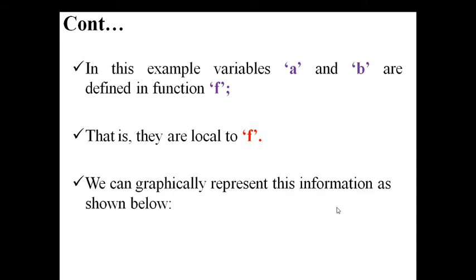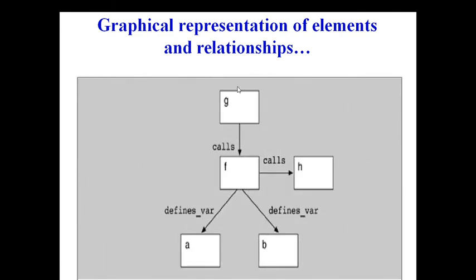We can graphically represent this information as shown below. Yes, so this is a graphical representation of elements and relationships. So g calls f, f calls h, right? And who is going to define a and b? Obviously f defines a and b. With this neat picture, we come to know that there is a dependency from one function to another. So we have to re-verify the main theme of each function: why g called f, why f called h, why a and b are used in f. All these things have to be checked.